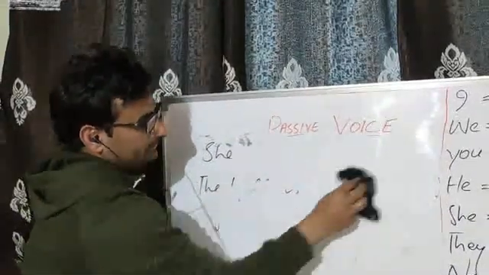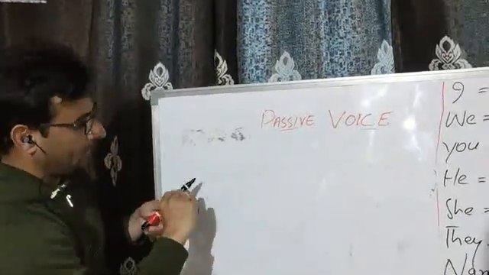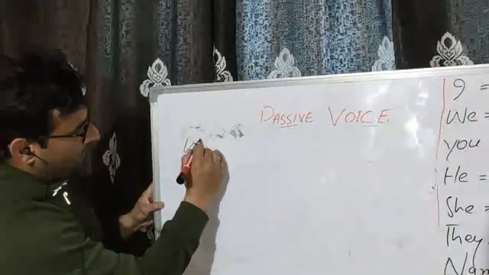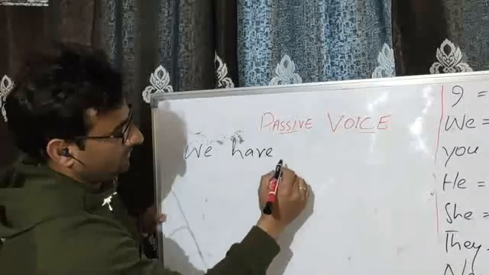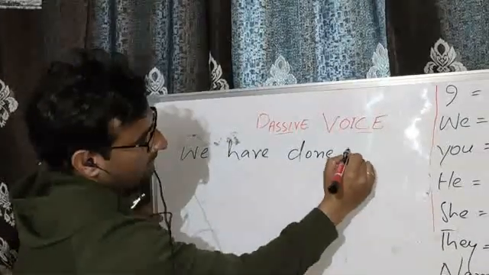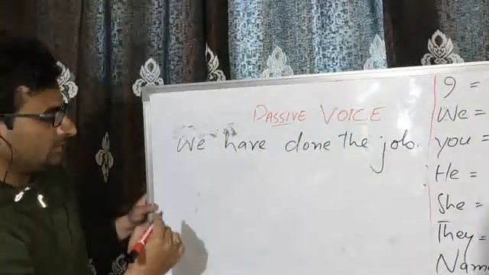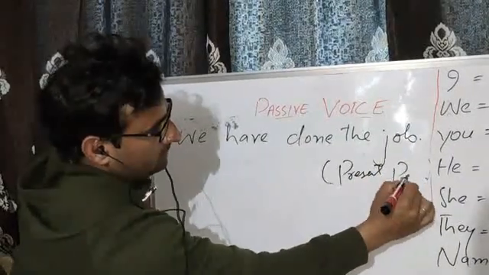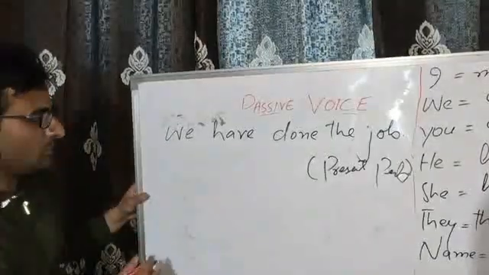फिर हमारे पास आता है आपका we have done the job. We have done the job. ये जो है आपका present perfect tense है. Present perfect tense. Now, how it is changed into passive voice?